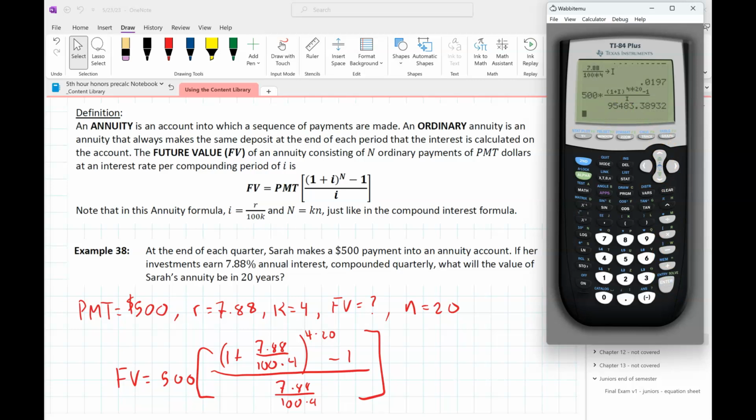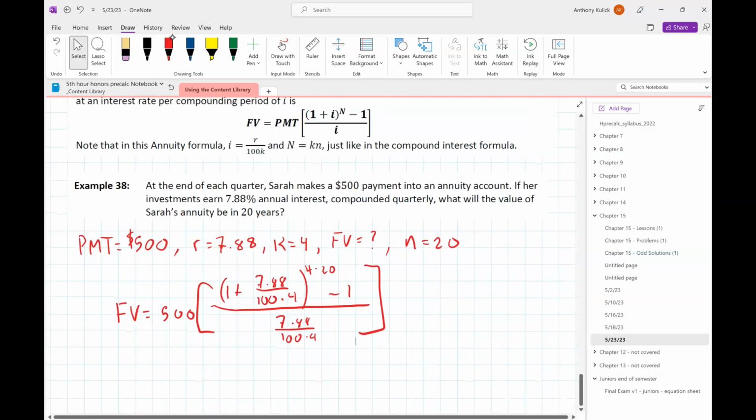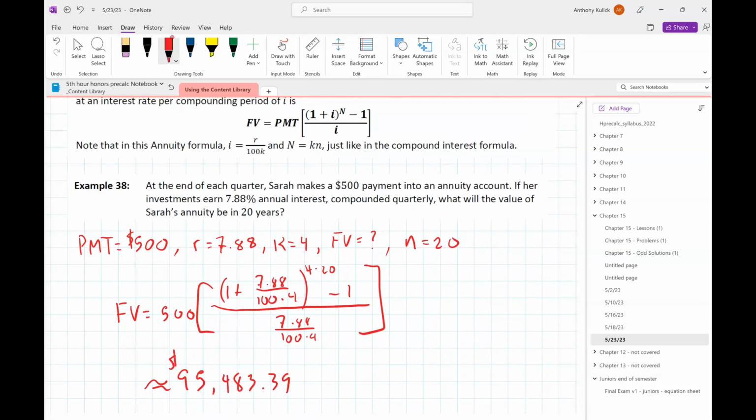So what do I get? I get $95,483.39. Not too bad.